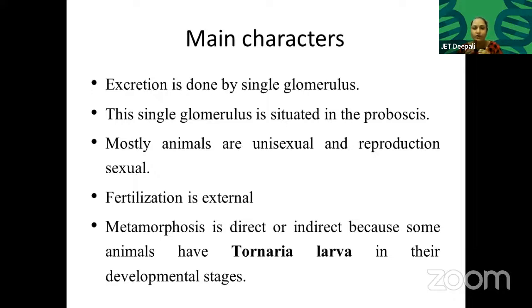Metamorphosis is the development of an organism through the larval stage. If it is direct, there is no larva. If it is indirect, the larval stage comes in between the development. These animals have the Tornaria larva, which is the name of the larva of hemichordates. Thank God, unlike echinoderms, they do not have many larval stages. You only have to remember one larval stage, the Tornaria larva.